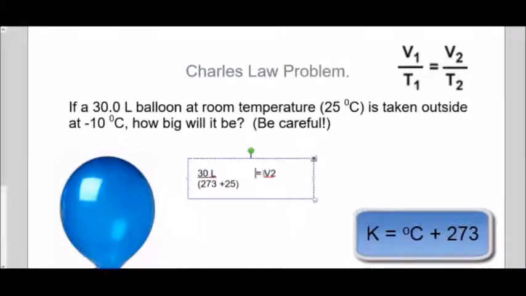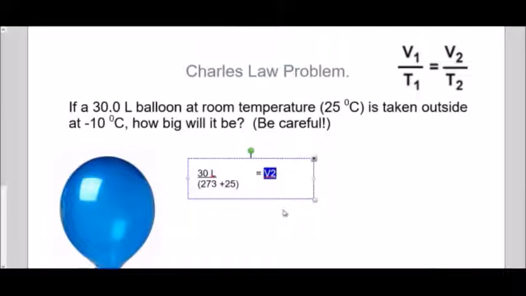Now, on the other side, we would need to put below the new temperature. And what is the new temperature? Well, the new temperature, it says, is -10 here. So we're going to add those together, 273. Again, this has to be in Kelvin. That's why we're adding 273 to -10.